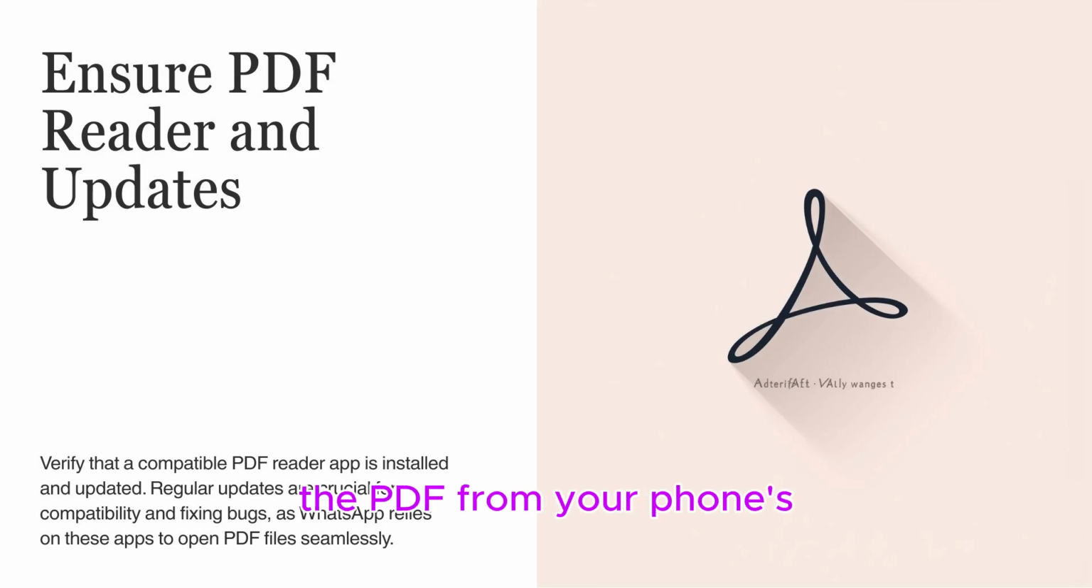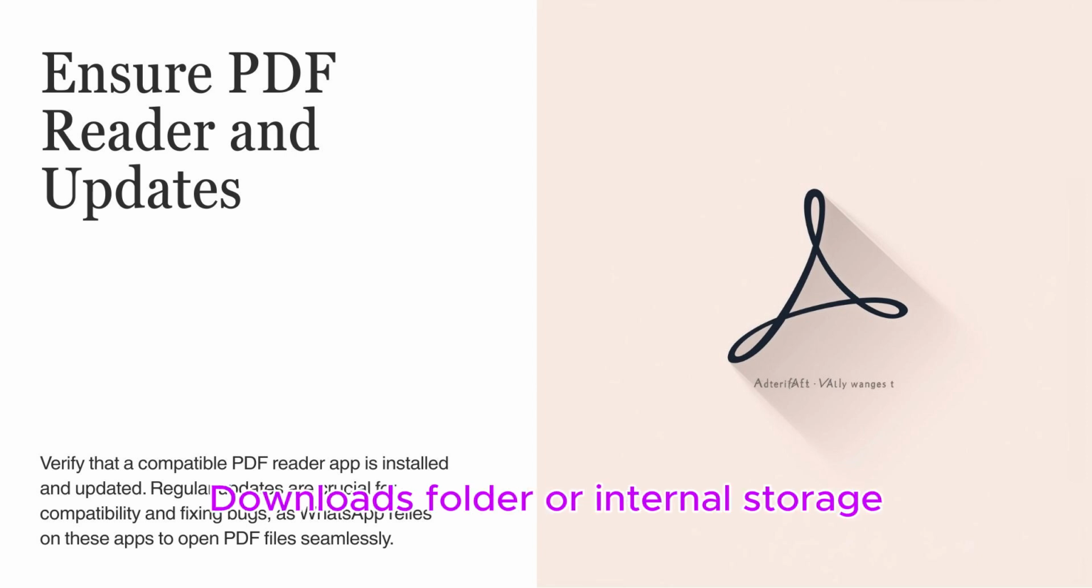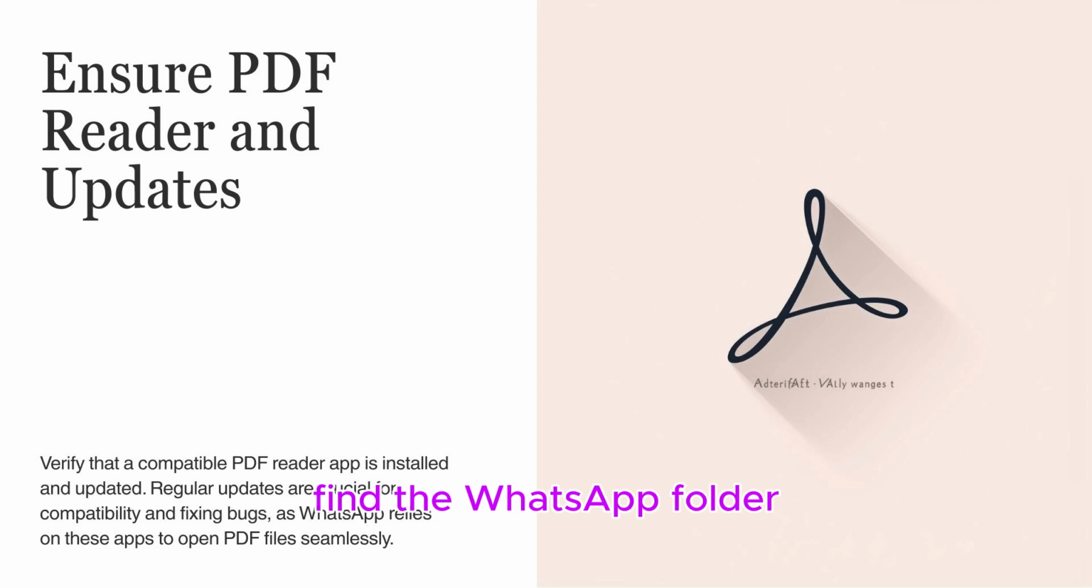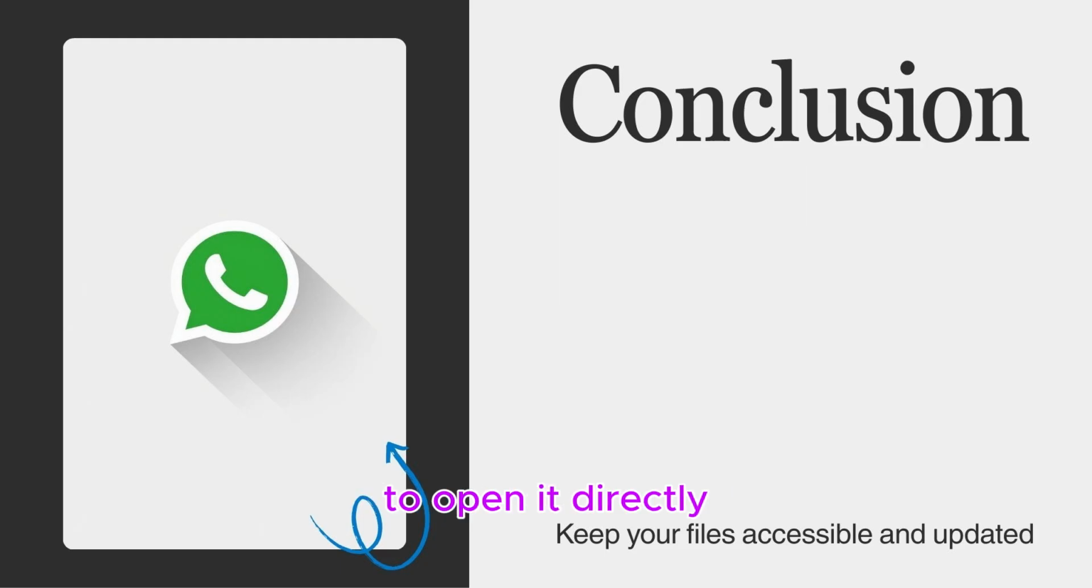Then try opening the PDF from your phone's file manager instead. Go to your phone's Downloads folder or internal storage, find the WhatsApp folder, and locate the PDF there to open it directly. Finally, ask the sender to resend the file, as it may have been corrupted during the initial send.